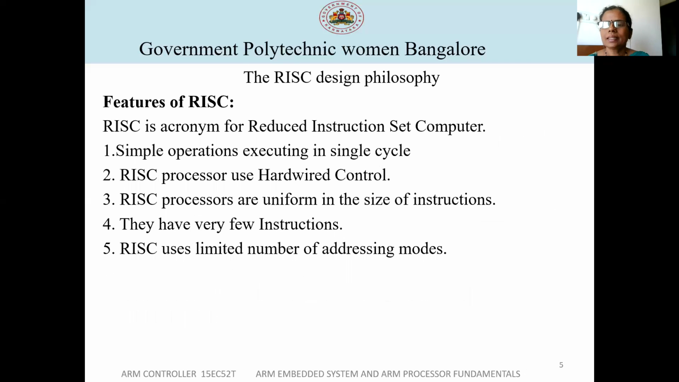Now we'll study the different features of RISC. Let us study what RISC stands for. RISC is an acronym for Reduced Instruction Set Computer. From this name only, the ARM has come, Advanced RISC Machine. The features are simple operations executing in a single cycle. So most of the instructions are executed in a single cycle in RISC.